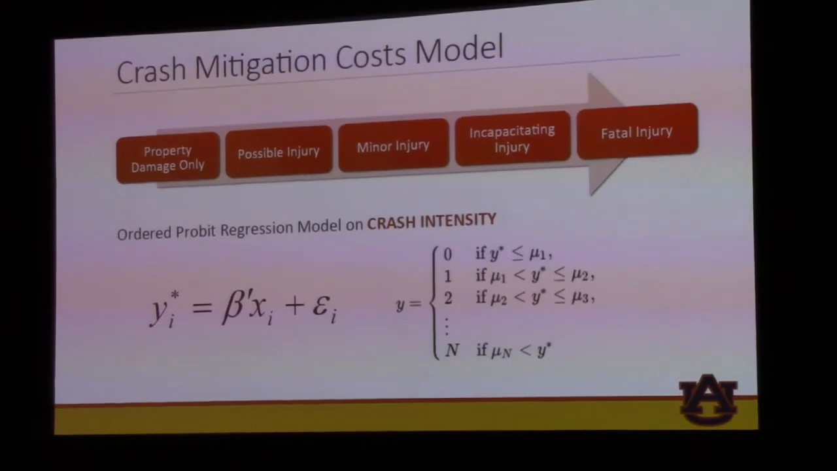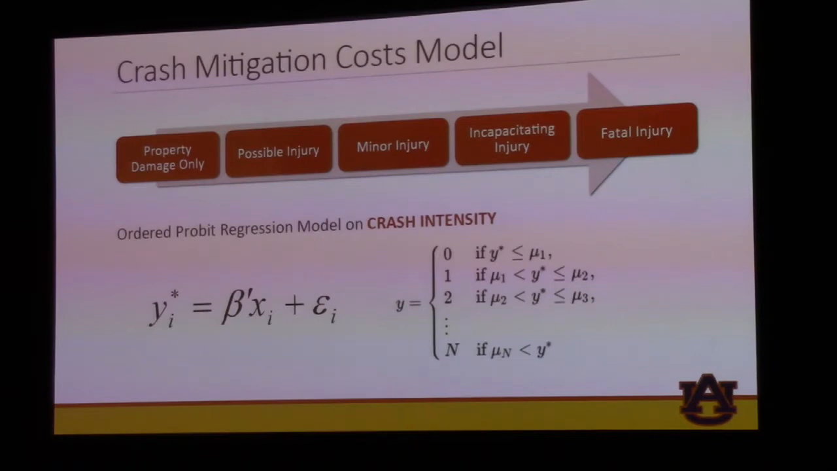For the crash mitigation costs, we estimated a model for this one. Actually, it wasn't just a summation of rates. This was what we refer to as an ordered probit regression model based on crash intensity. If you remember back to your stat days, this is just a regression that adds up into a categorization. So you can think of it as a scale that as you add in different characteristics, you go from the low end of your scale, higher on your scale, and the scale is crash severity. So low end, of course, is your property damage only, all the way up to your fatal injuries.